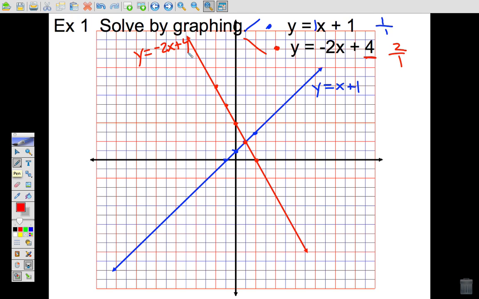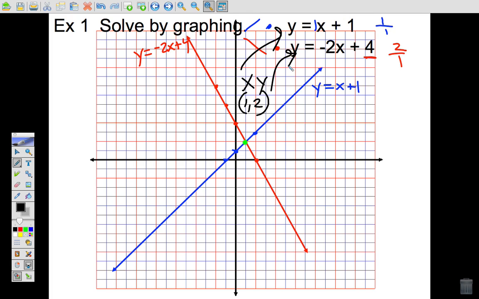Now where do these two lines cross? They cross right there. They cross at that point, which would be, let's see, right 1, up 2. That point would be (1, 2). So the solution to this set of equations is (1, 2). Because if I put 1 in for x and 2 in for y into either of these equations, it's going to make both those true.